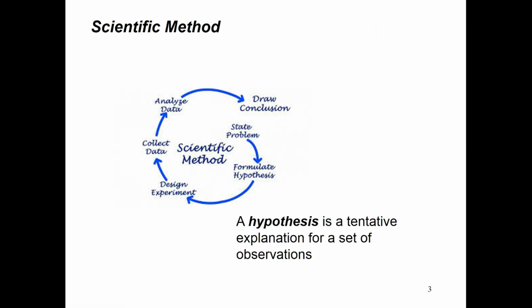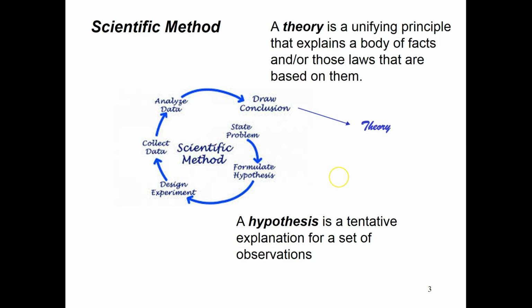And so that hypothesis was just a tentative explanation for our set of observations that we had made from the problem that we are looking at. If the conclusion is true, after we analyze the data, we have something we call a theory. A theory is the unifying principle that explains a body of facts and or those laws that are based on them in science. If our hypothesis did not hold up, it wasn't true, then we go back and formulate a new hypothesis and it all starts over again.